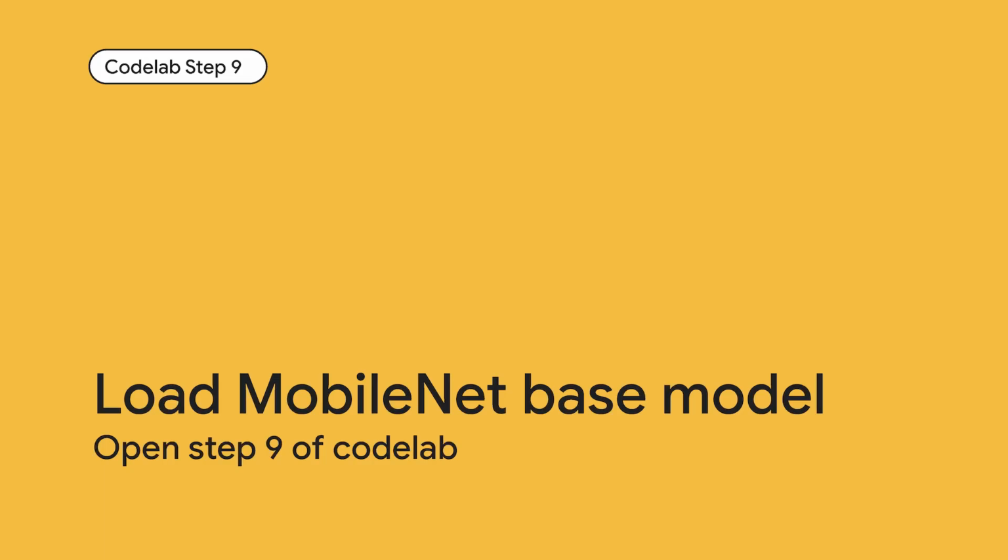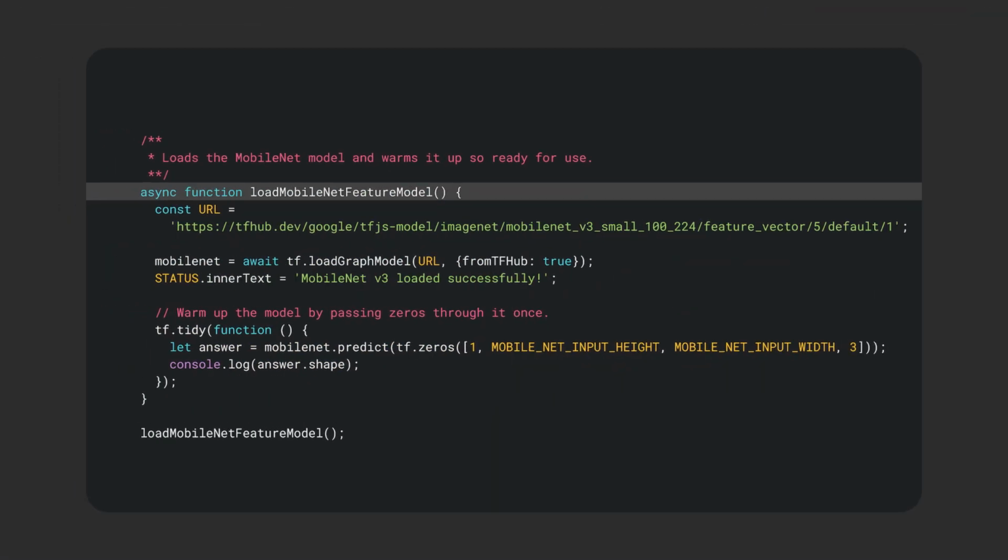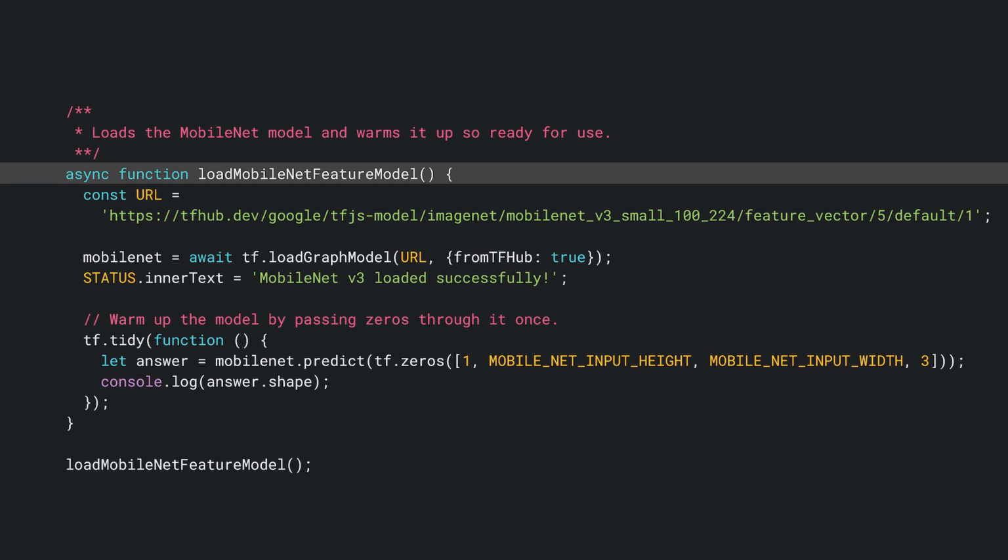Now head on to step 9 of the code lab. Alright, all the key variables have been defined. Let's go and load the pre-chopped up MobileNet v3 model that will provide an image feature vector instead of classifications. First, define a new function called loadMobileNetFeatureModel as shown. This must be an async function, as the act of loading a model is asynchronous.